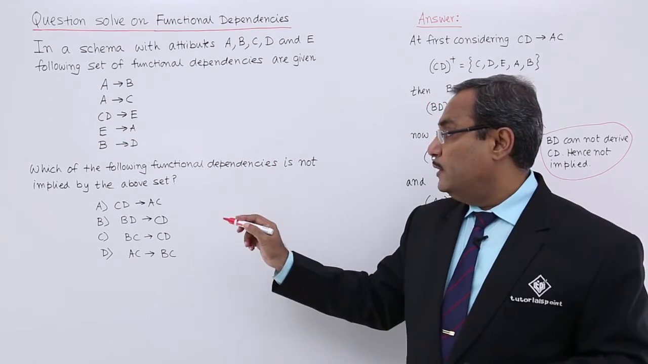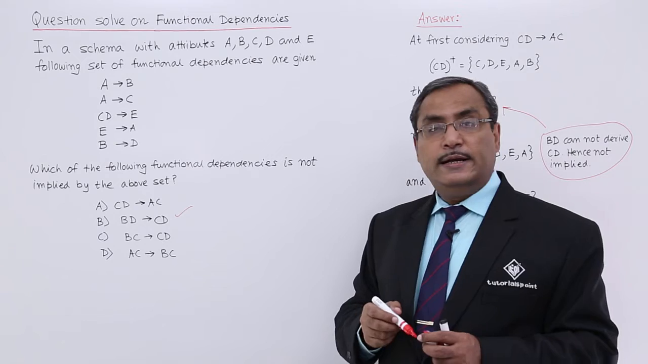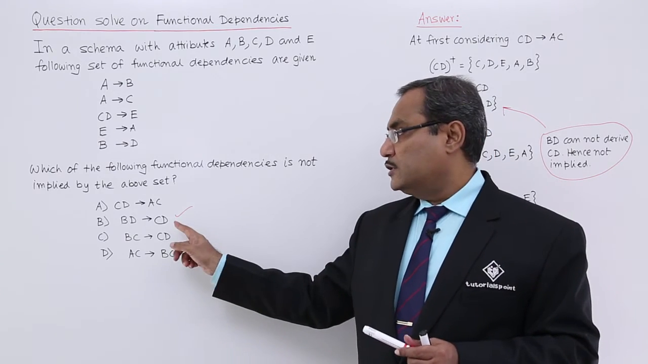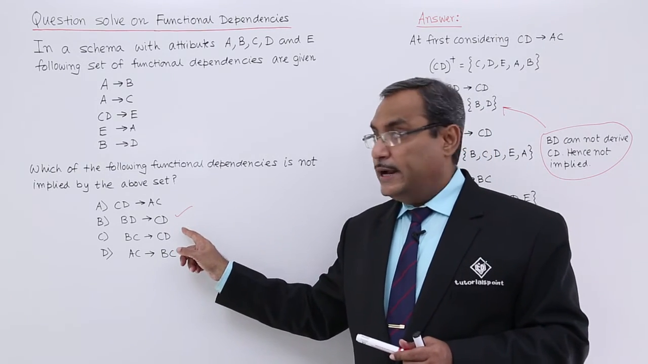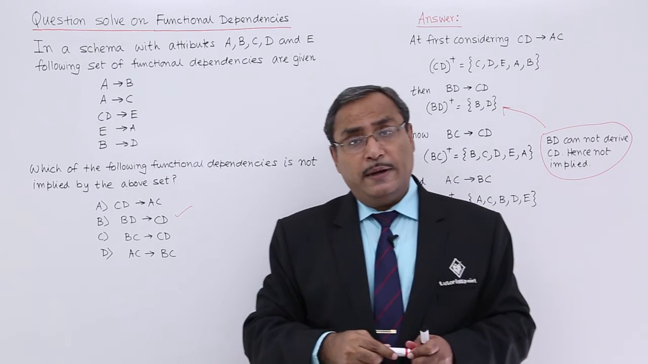So my answer will be BD determines CD, because this functional dependency is not implied by this set of functional dependencies given.